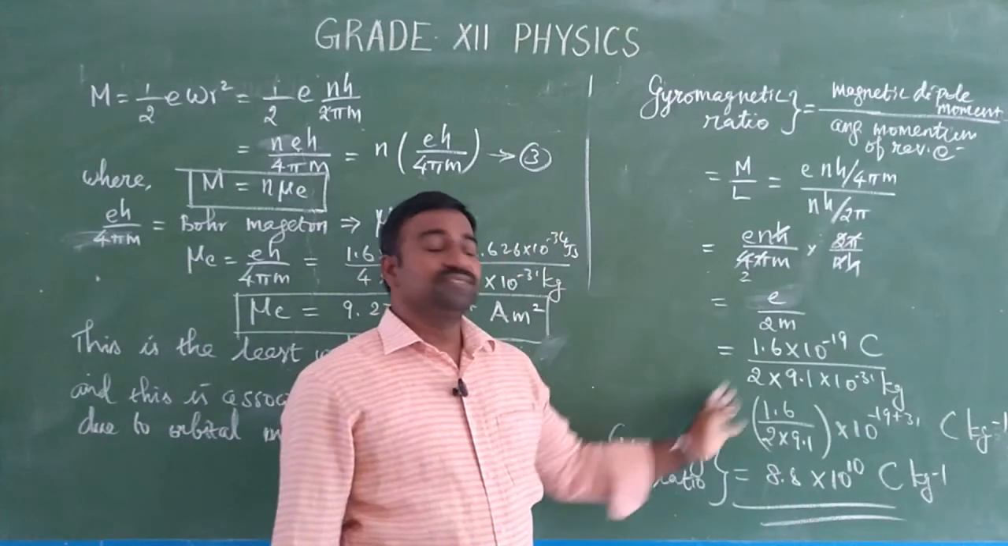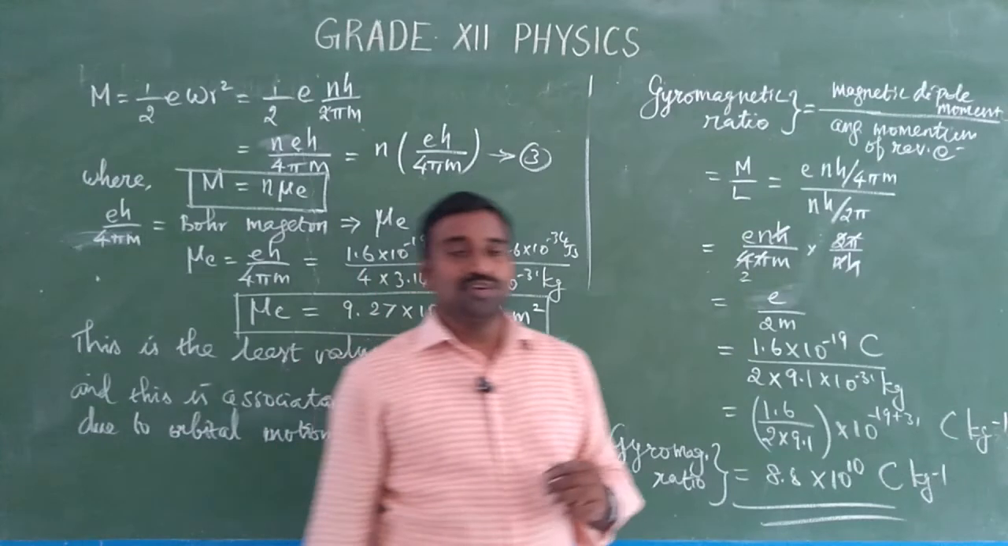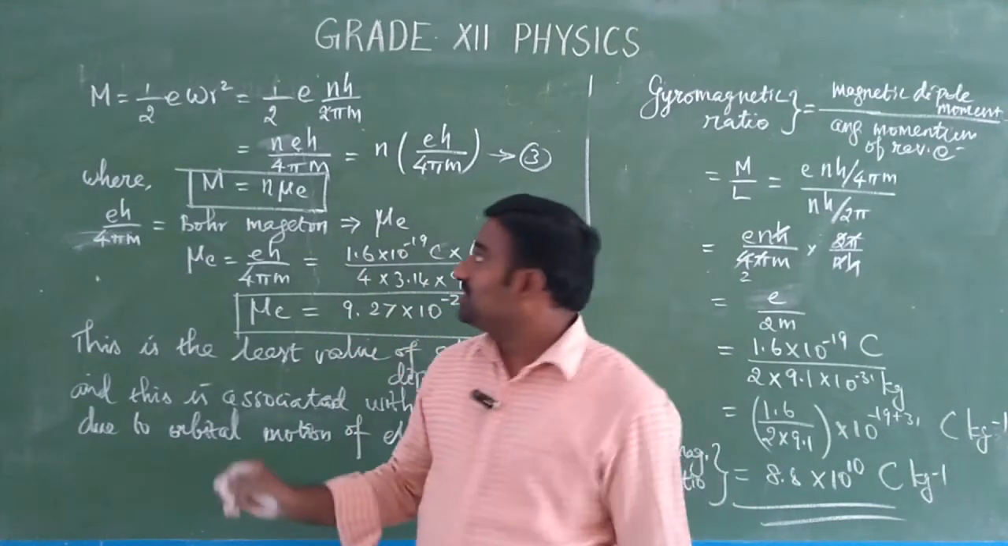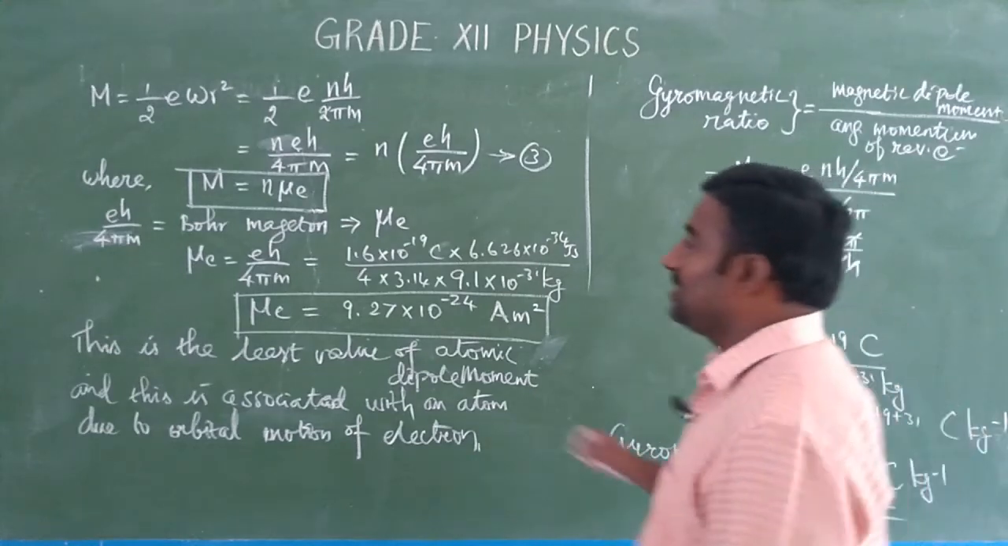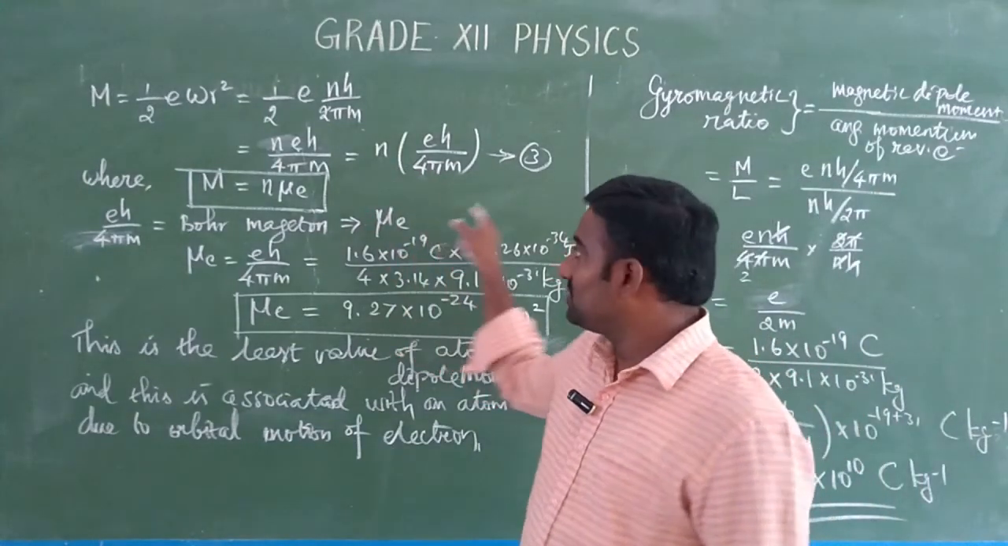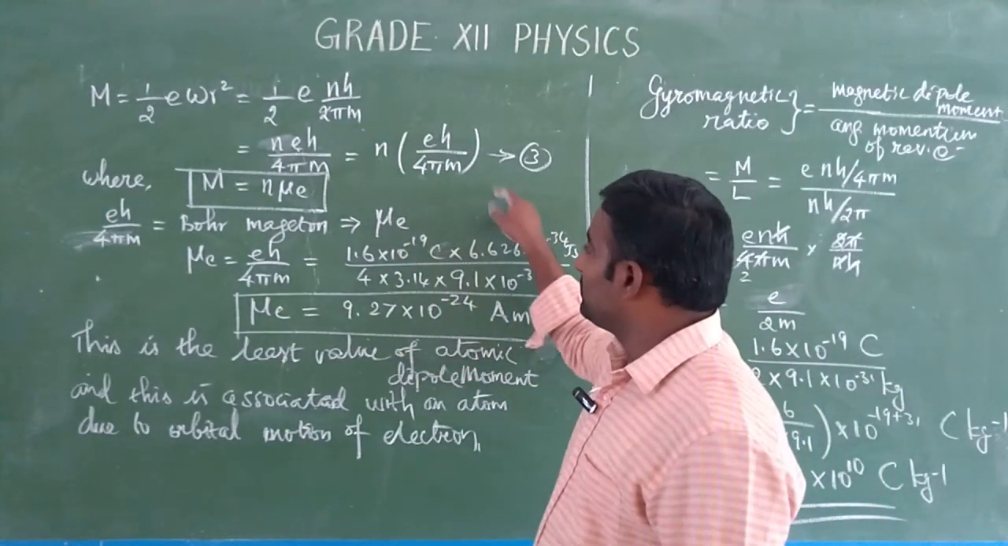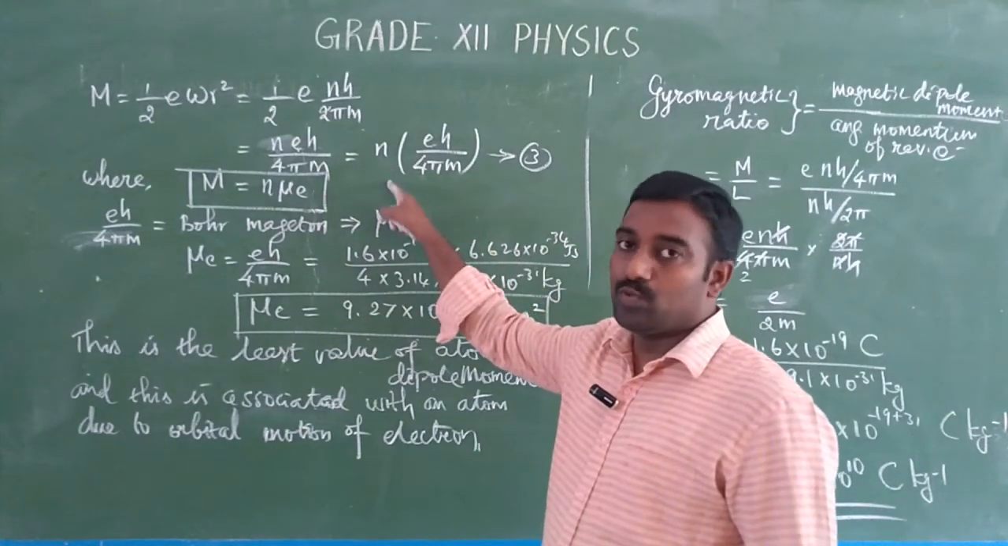In this case, we use only the hydrogen atom, because for a hydrogen atom you can ask the question, sir, here there is n, but why is the value of n not used anywhere? Because in a hydrogen atom, the electron revolves only in the first state. So n is equal to 1.